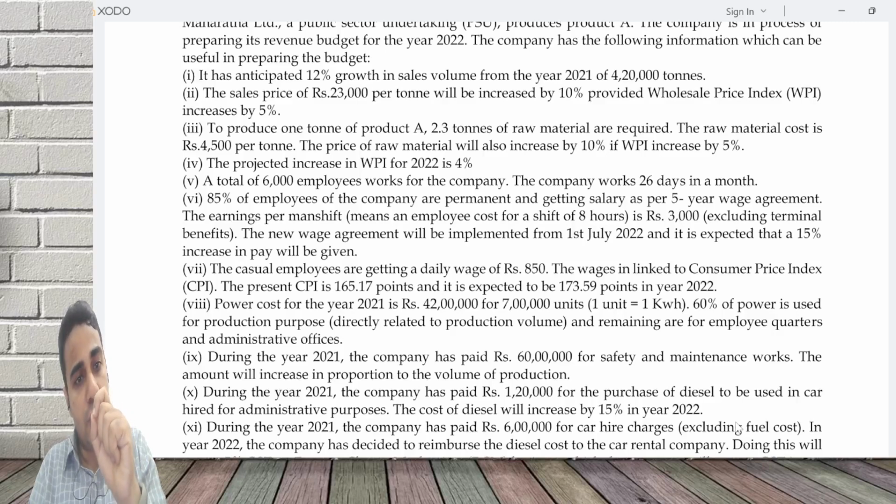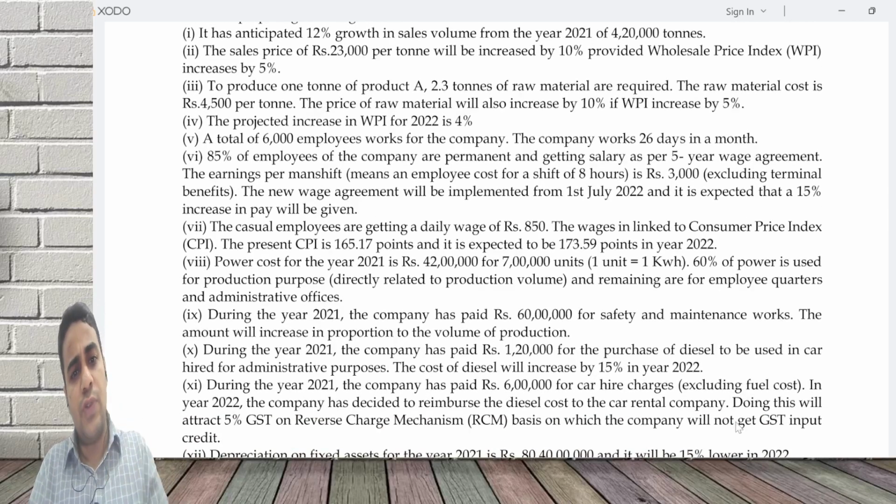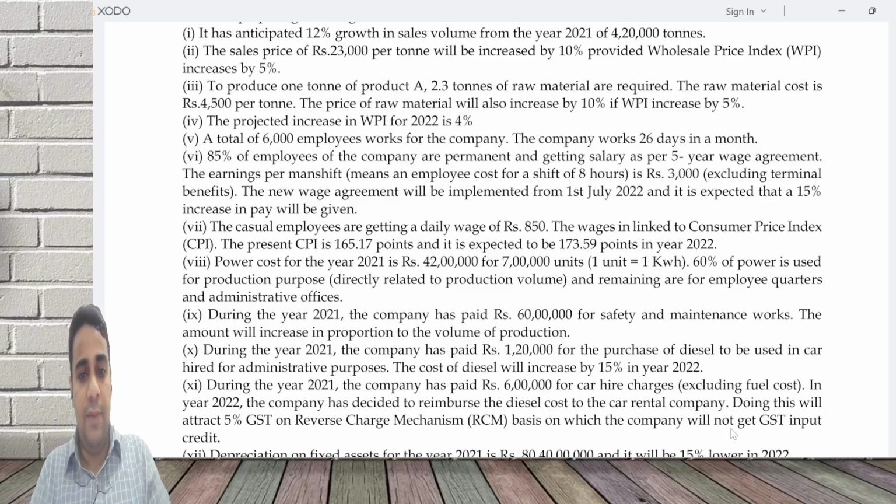Price of raw material will also increase by 10% if WPI increases by 5%. Increase in WPI is 4%. 6,000 employees work for the company. Company works 26 days in a month. 85% of the employees are permanent and getting salary as per a 5-year wage agreement. Earnings per man shift, that is an employee cost per shift of 8 hours, is 3,000. New wage agreement will be implemented from 1st July 2022, and it's expected that a 15% increase in pay will be given. Casual employees are getting a daily wage of 850.